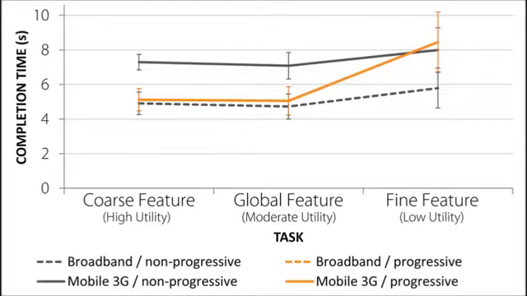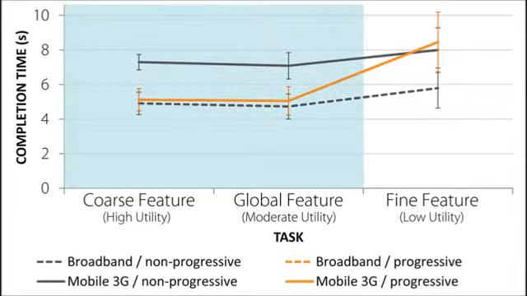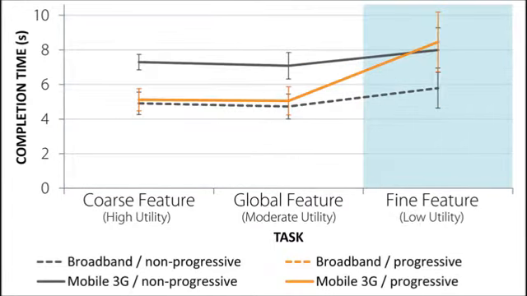Using progressive downloading significantly improved performance on mobile networks when coarse level of detail utility was moderate and high, but did not hinder performance when utility was low. Moreover, progressive loading does not negatively affect performance on broadband networks.